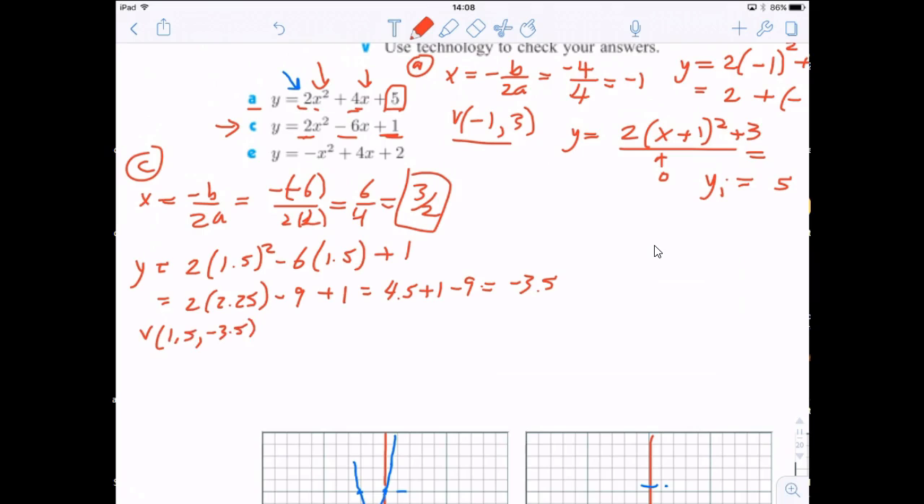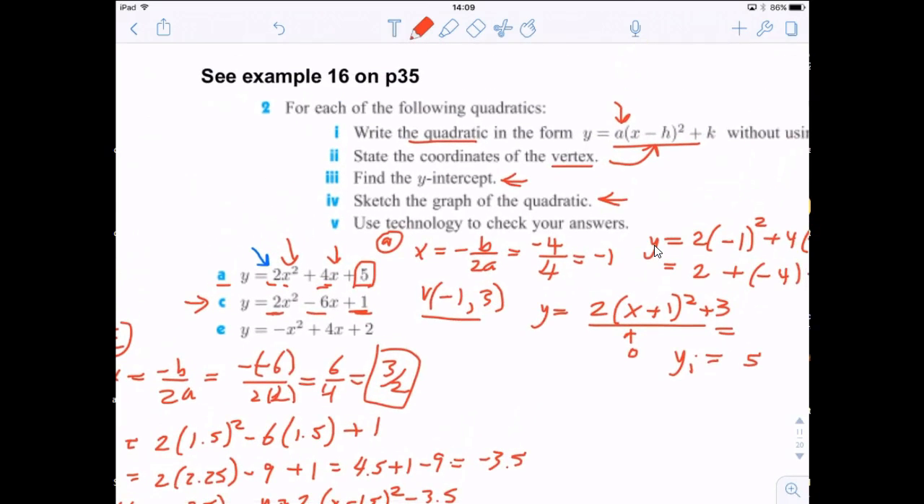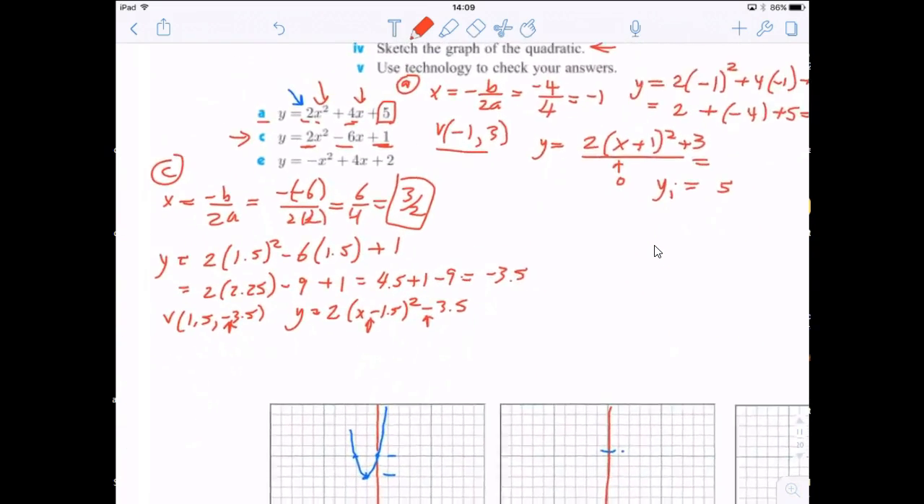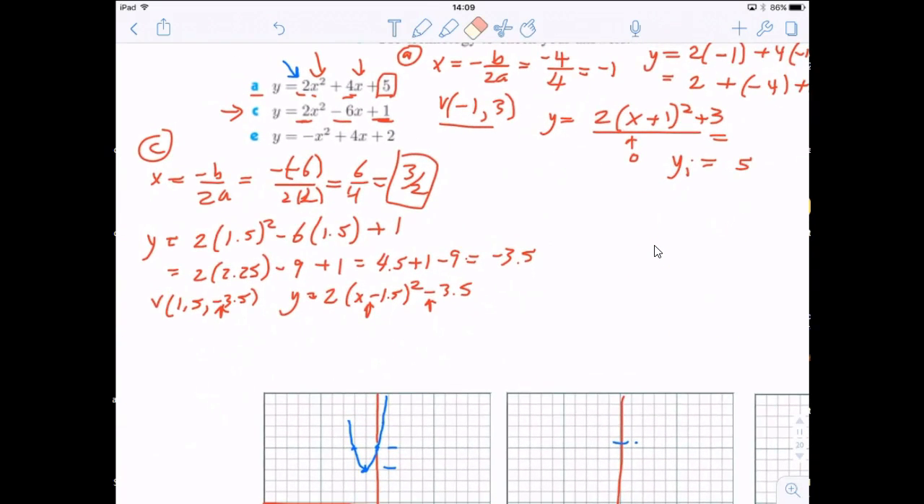If we were going to write vertex form, we would write y equals, and we put the a value seen here above, 2. So it would be 2 times (x minus 1.5) squared minus 3.5. Where did the negative sign come from? It comes from here. Why is there a negative sign here? Because the standard form of vertex form has a negative there. So you put the negative there if the x-coordinate of the vertex is positive. It's kind of hard to get used to. Okay, so there's our vertex form.